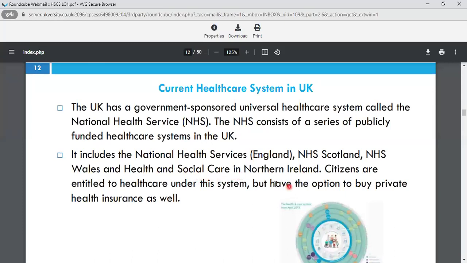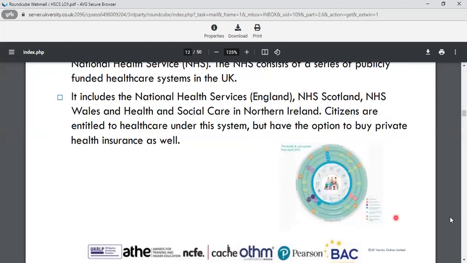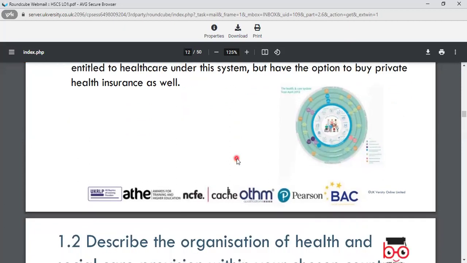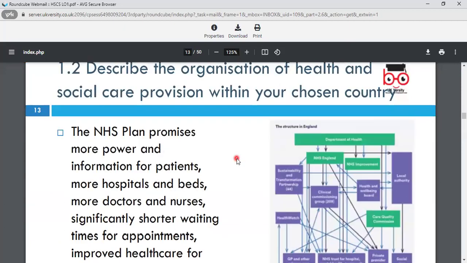Ireland. So citizens are entitled to healthcare under the system, but have the option to buy private health insurance as well. Sometimes the system is so overburdened, especially in emergency situations like COVID-19, that people had to rely on private health insurance because they were not getting the care on a timely basis.